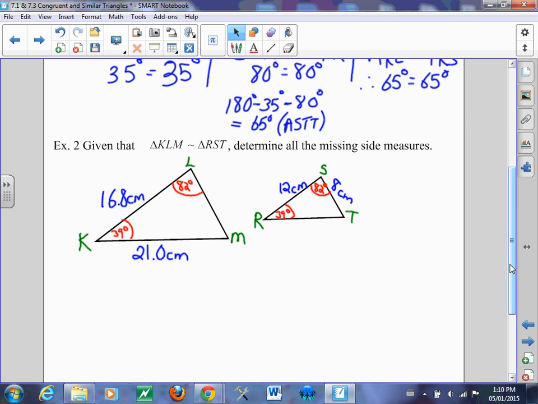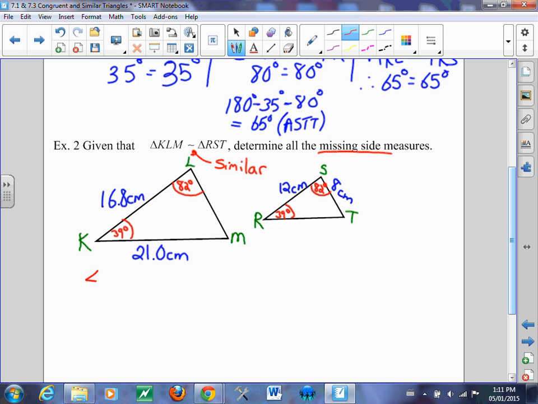Take a look here at the difference between this question and last question. It says, given that KLM and RST are similar. Okay, that's the tilde sign, it's just similar. What does similar mean, folks? Equal angles, but corresponding side lengths are in what's called a proportional ratio. Okay, and it says to determine all missing side measures. So we don't really have to worry about the angles, but the angles help us set up our matching sides.